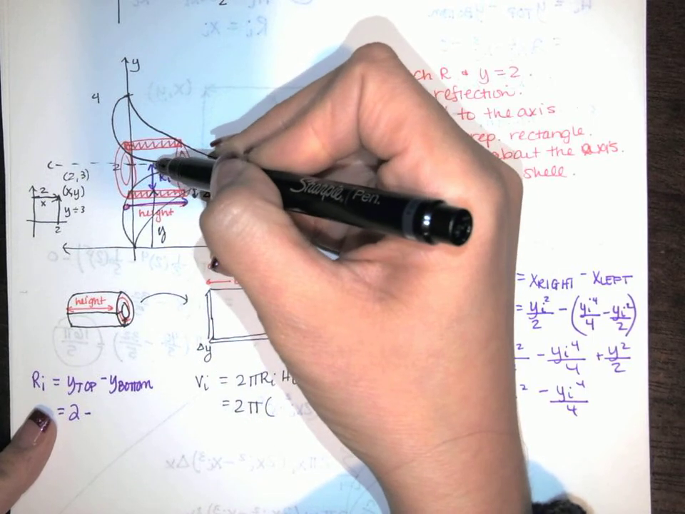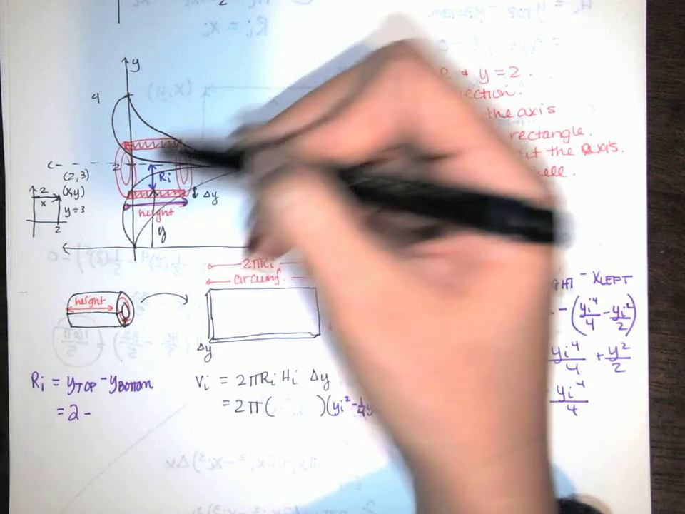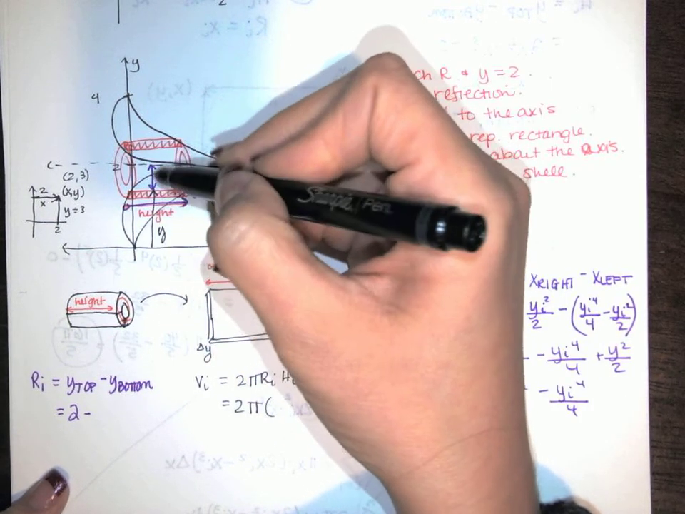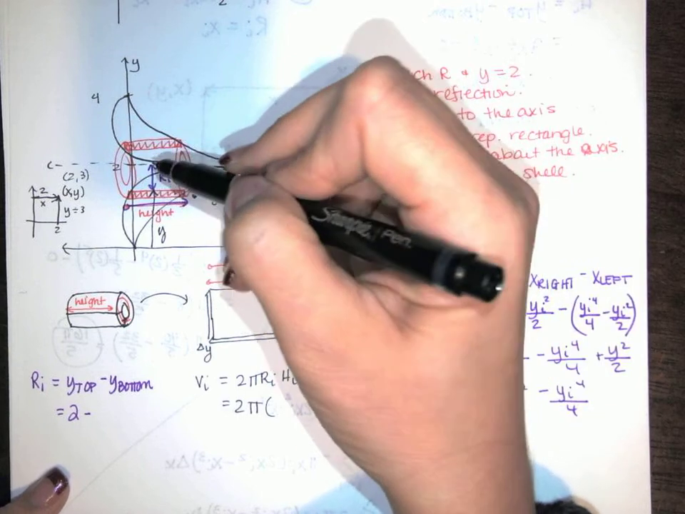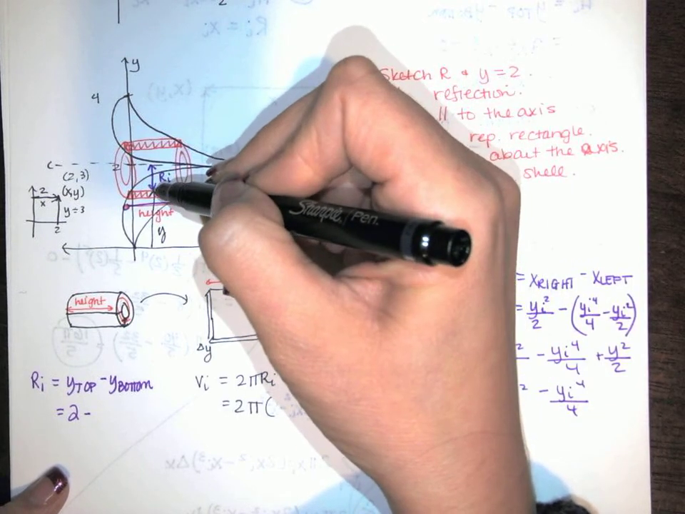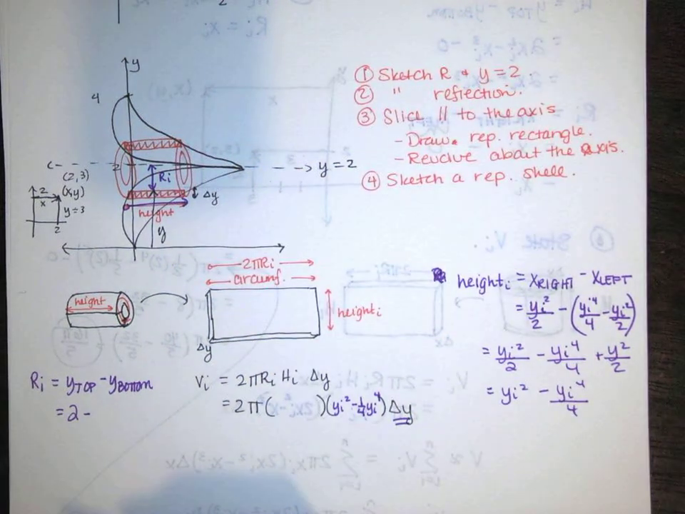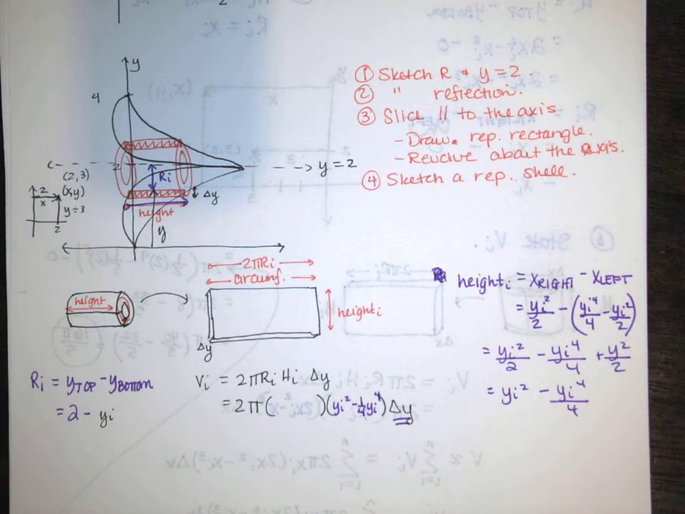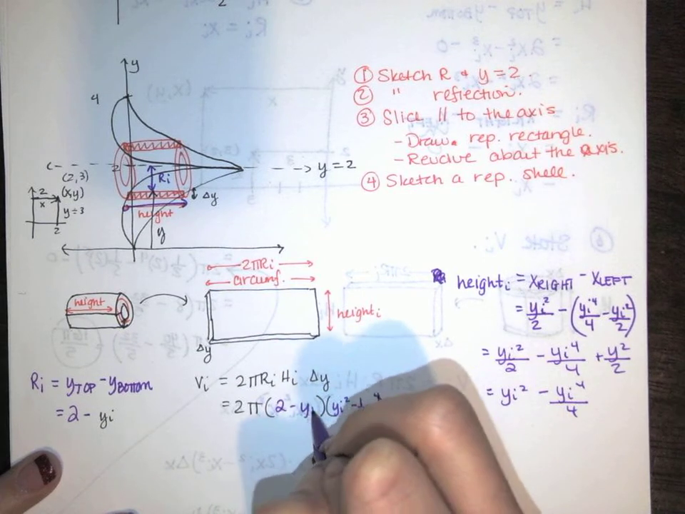Or I'm taking 2, that's the y value up here on the top, minus the y value down here, which is just y. So you can think of this as all being 2 and that being y and that being 2 minus y, or you can think of that as 2 minus a y, and the y is that distance there. So we've got y on the bottom is just y sub i. So our radius is 2 minus y sub i this time.